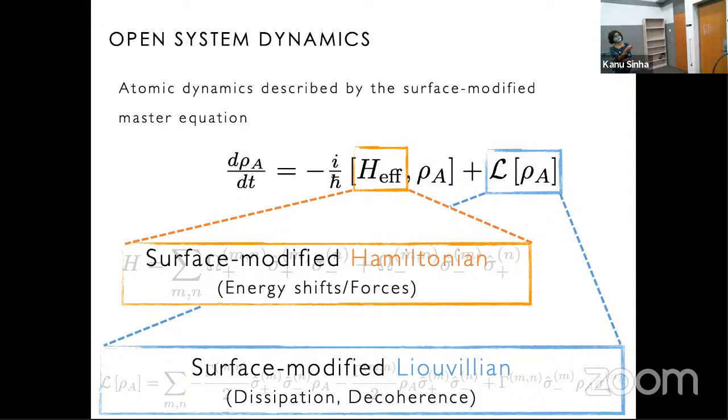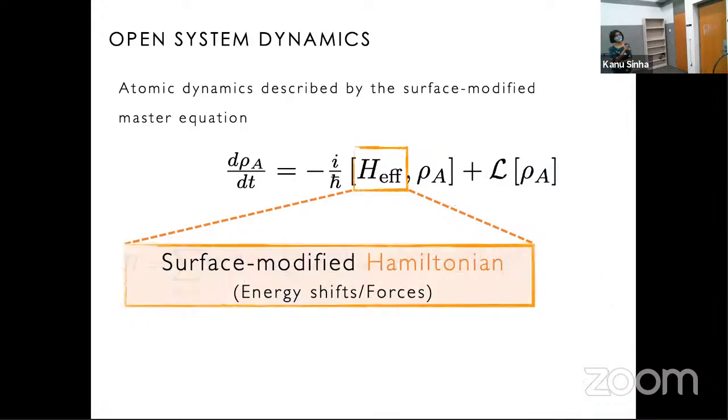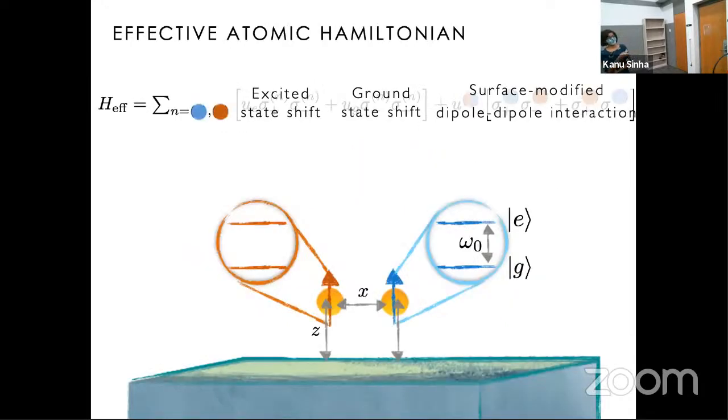So what this master equation gives us is the reduced atomic subsystem dynamics which is described in terms of a surface modified Hamiltonian that contains the effects of energy shifts and forces, and a Liouvillean which describes the losses on the system in the presence of the surface. Okay. For the purposes of now, since we want to consider collective effects and the forces, we consider the Hamiltonian part, which looks more explicitly like this for the case of 2 atoms.